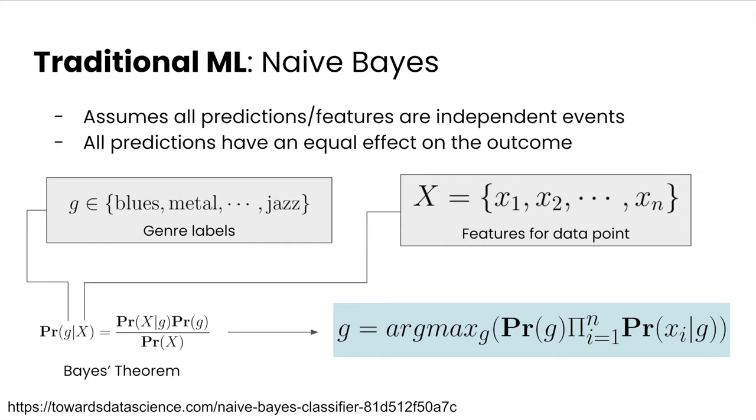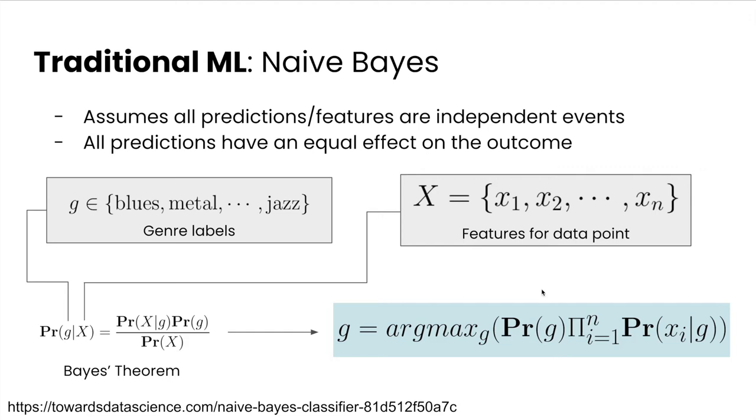The next framework we'll be talking about is naive Bayes, which rests upon two assumptions. The first is that all the predictors, the features, are independent events, and that all the predictors also have an equal effect on the outcome. Essentially, we're using some probability rules and facts, such as Bayes' theorem, to calculate the probability that a song is of a particular genre, given a particular set of features for that song. So in this case, we can use Bayes' theorem, finagle it a little bit, and find a way to get all the probabilities and then choose the genre that maximizes the probability. And that would be our label assignment.